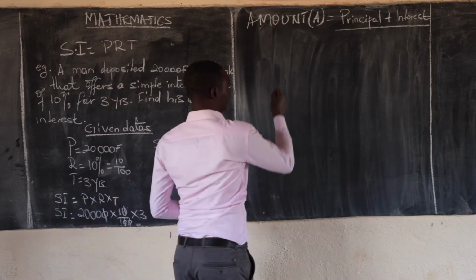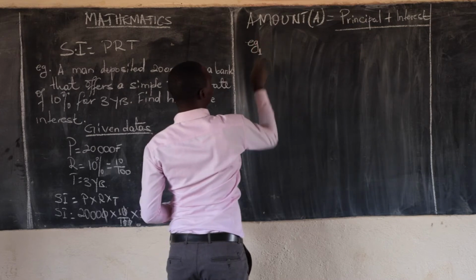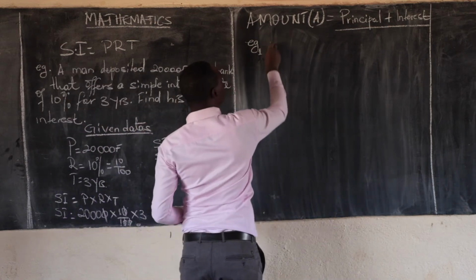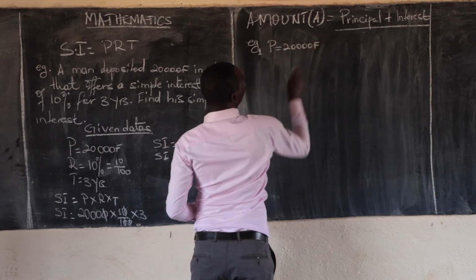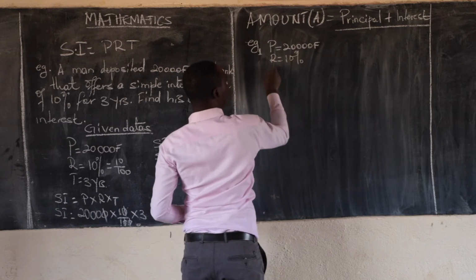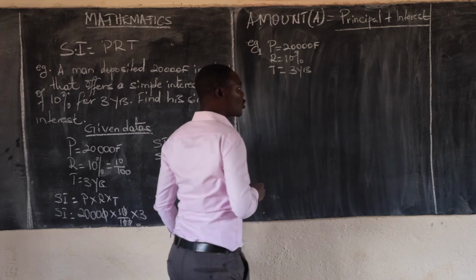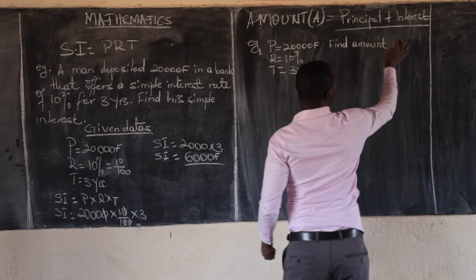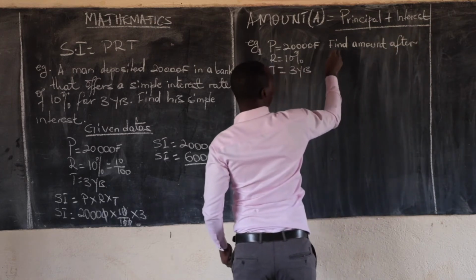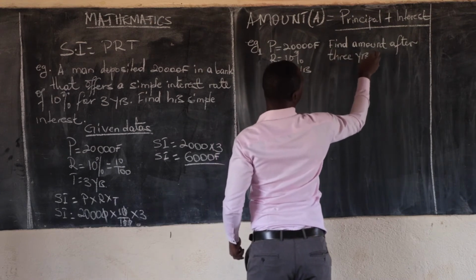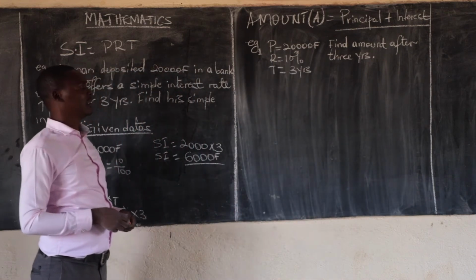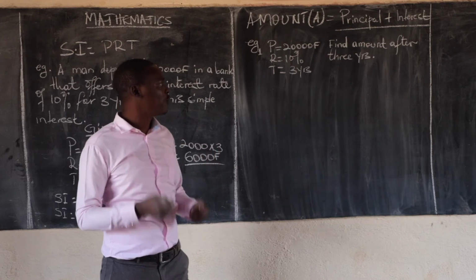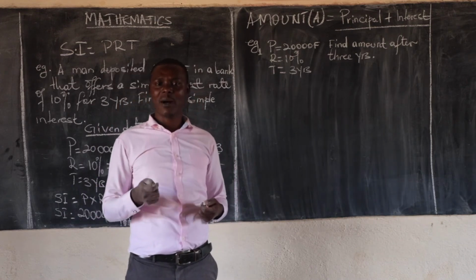Having the example, let me take the same example as we have it here. We have our principal as 20,000 francs. We have the rate as 10%. We have time as 3 years. Now we are told to find amount after these 3 years. We have the principal, we have the rate, we have time. They ask us to find or to calculate or to determine the amount.